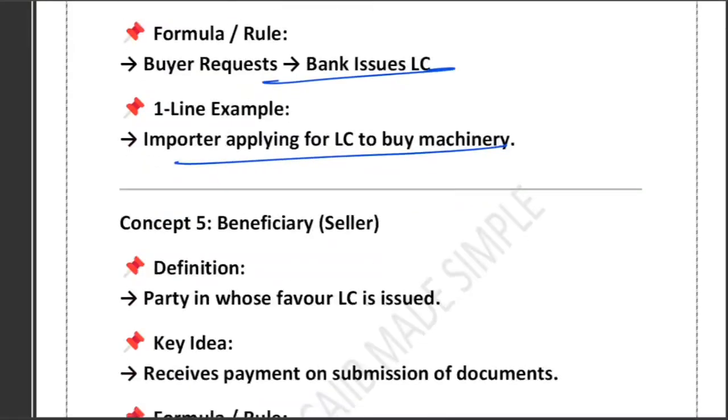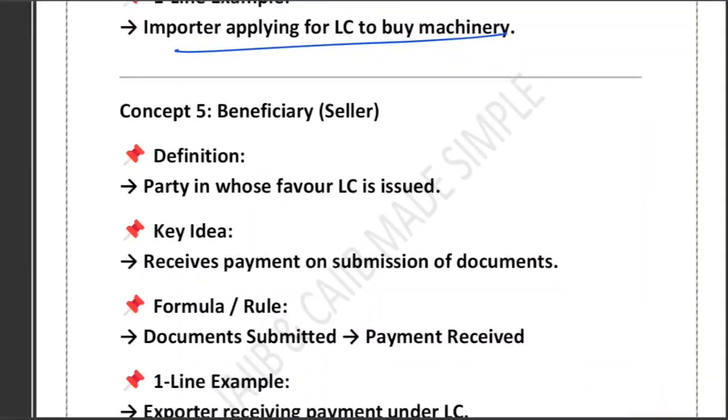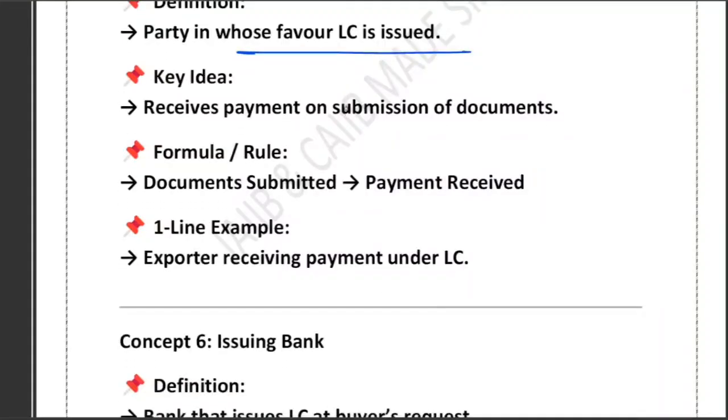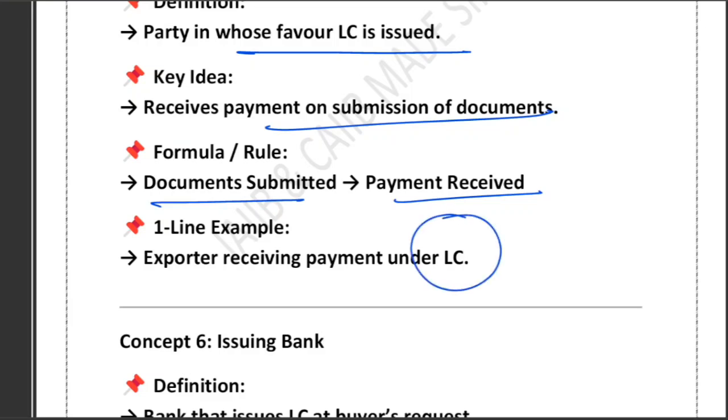What about the beneficiary? He is called the seller. He is the party in whose favor the LC is issued. Right, the LC is issued in favor of a party, and that is called the beneficiary, or the seller, or the exporter. So the seller gets paid after submitting the documents. He receives payment on submission of the documents. The rule is that documents get submitted, payment is received. For example, an exporter receiving payment under a letter of credit.